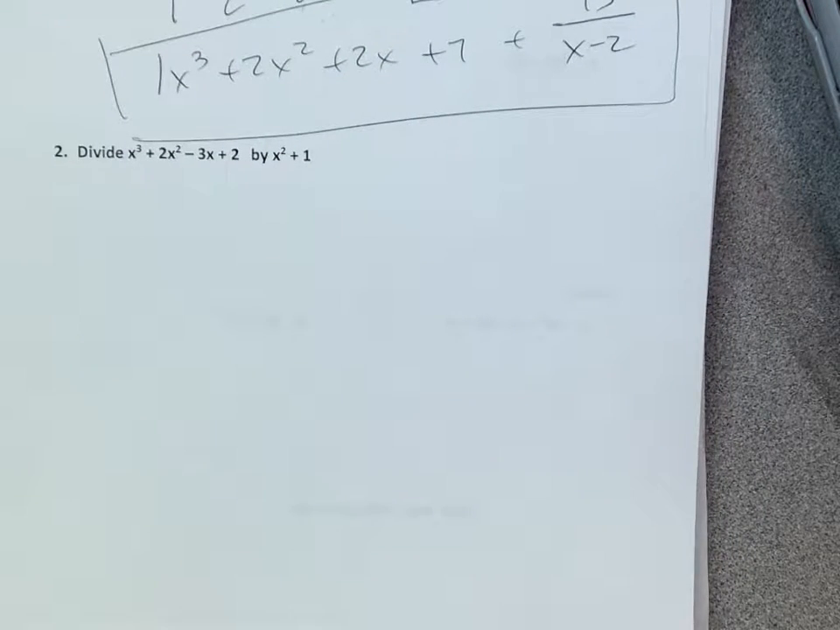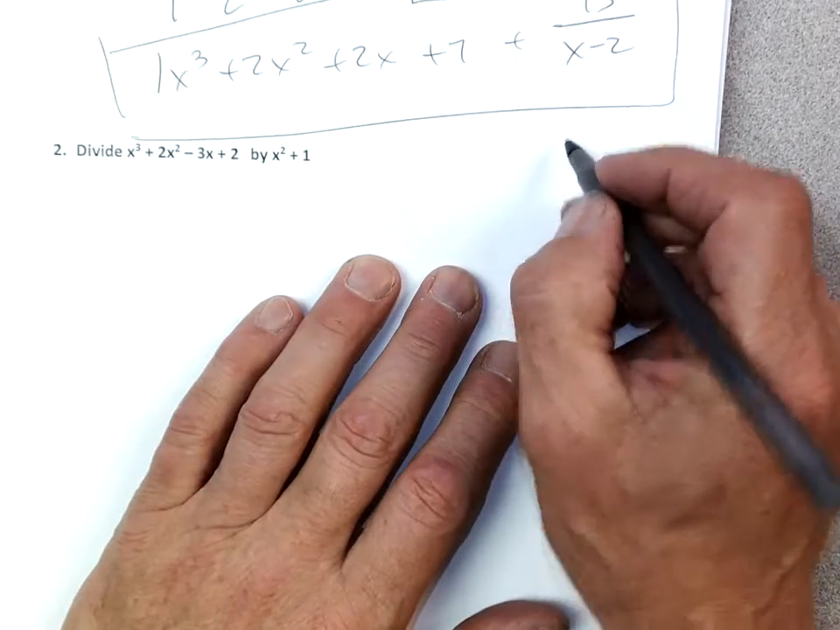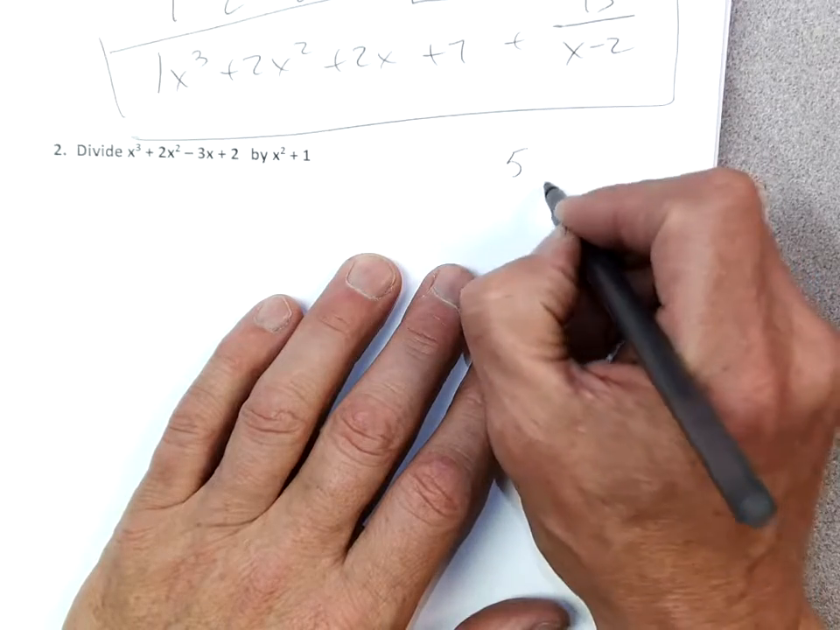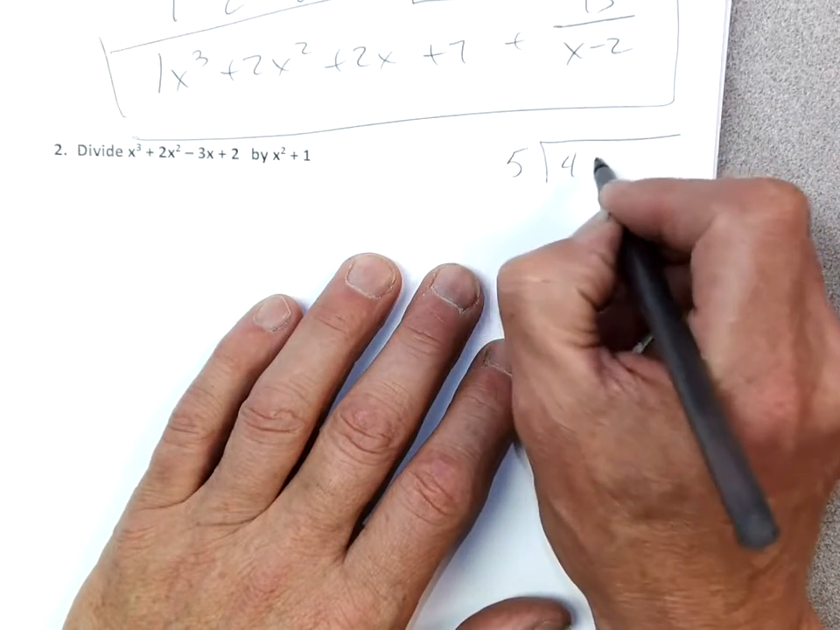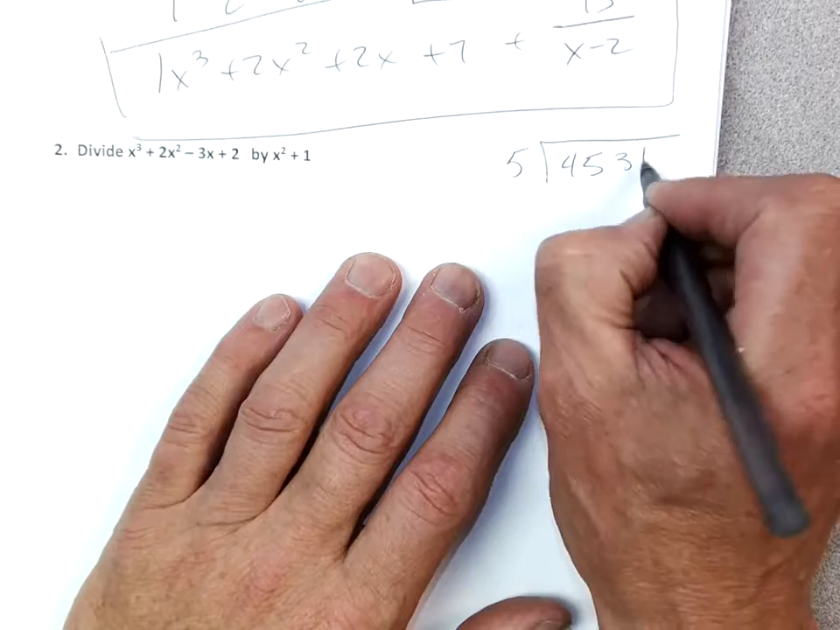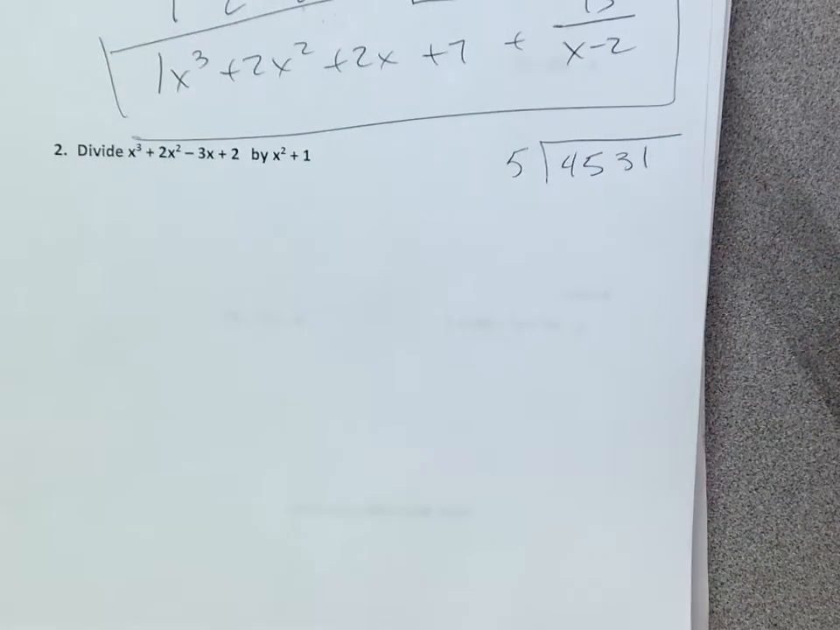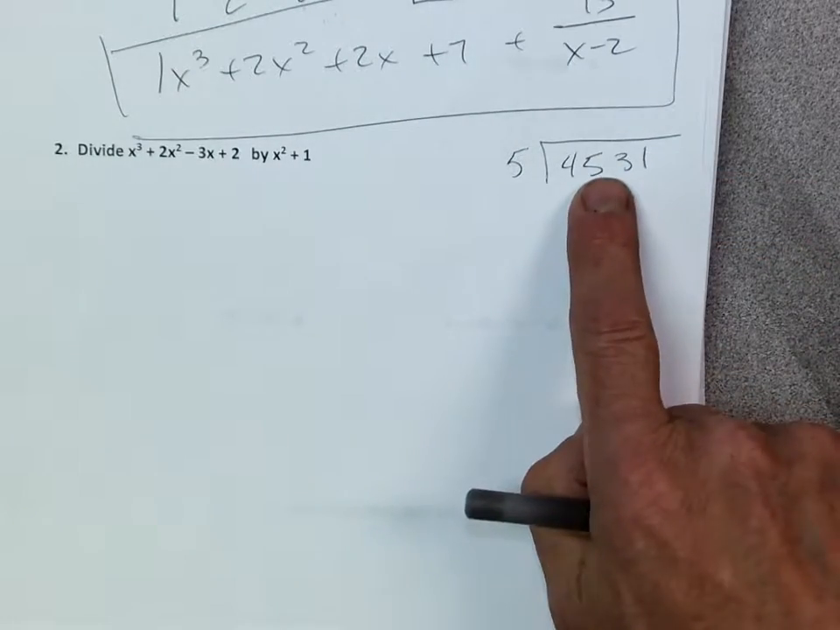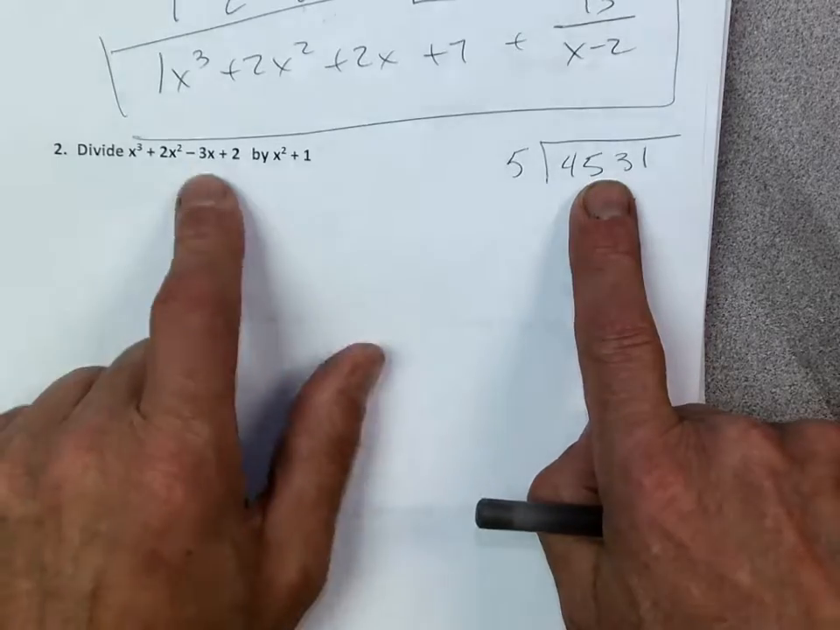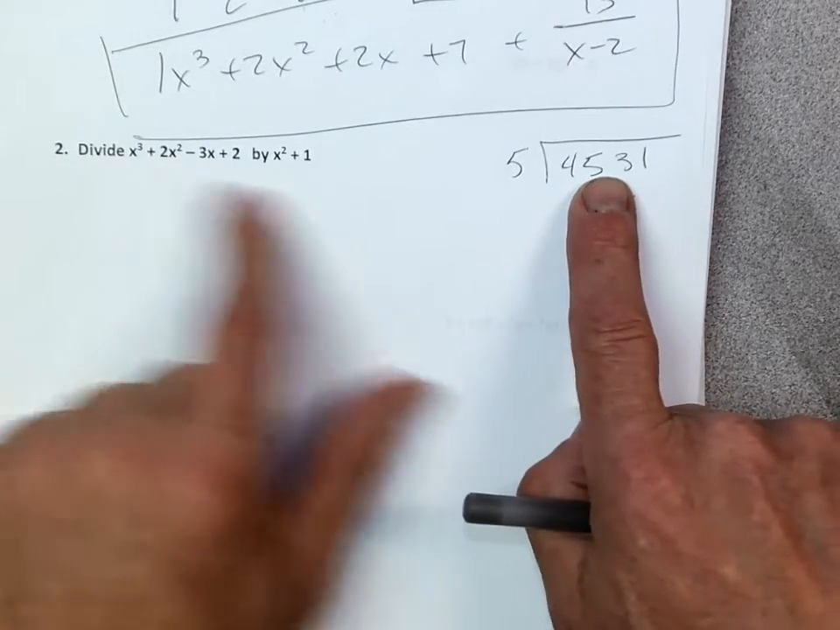Now number 2, unfortunately, because it's an x squared, has to be done a different way. So we're going to have to do this one the old-fashioned divide way. On the side, we'll do a little side work. I'm going to take maybe 5 divided into 4,531, just so I can illustrate how we do long division in elementary school and how it is the exact same stuff that we're going to do with x's.